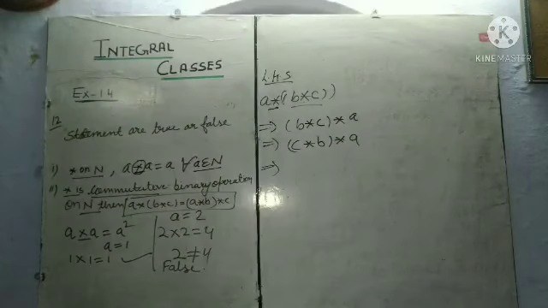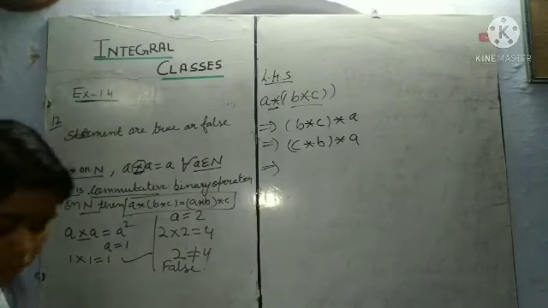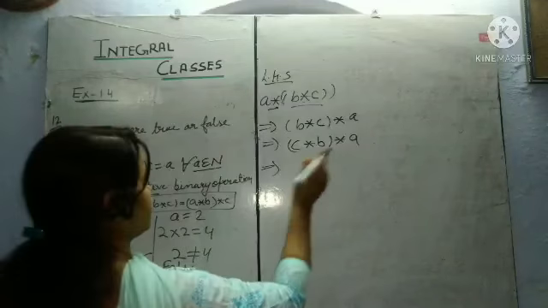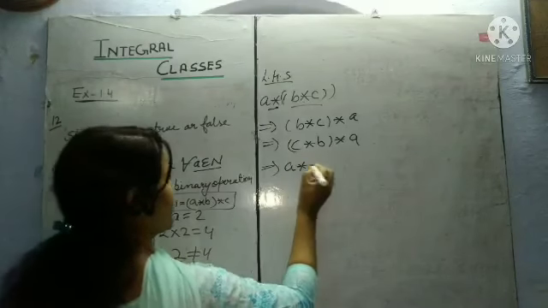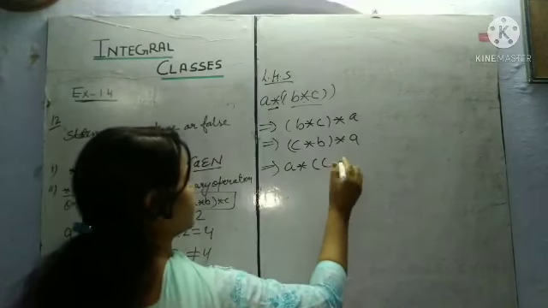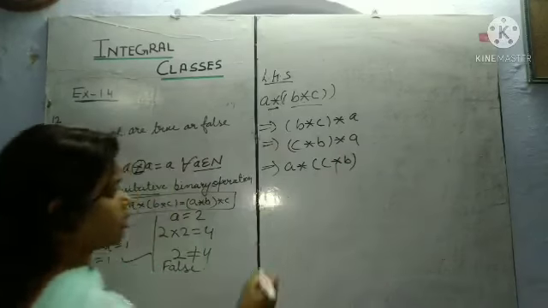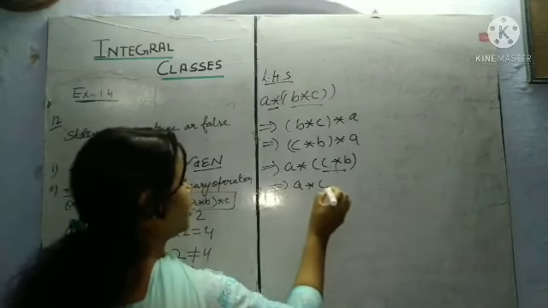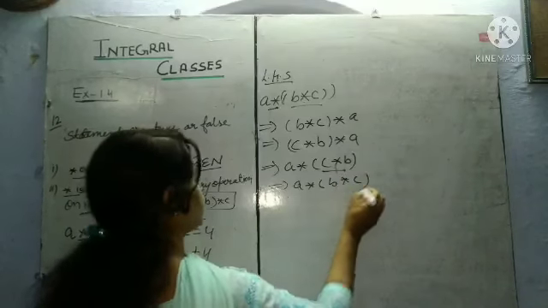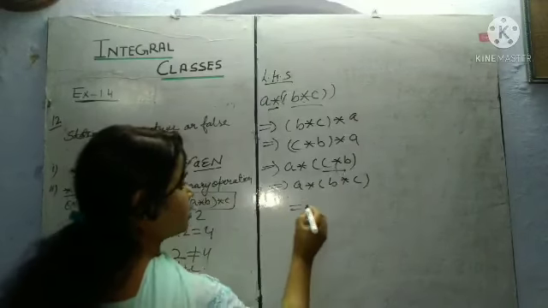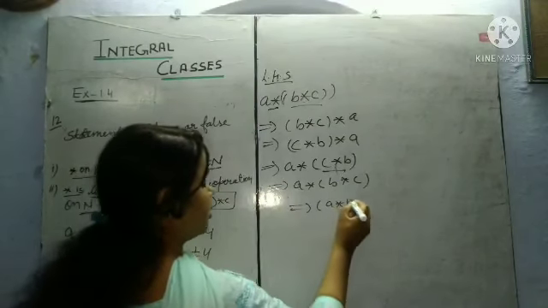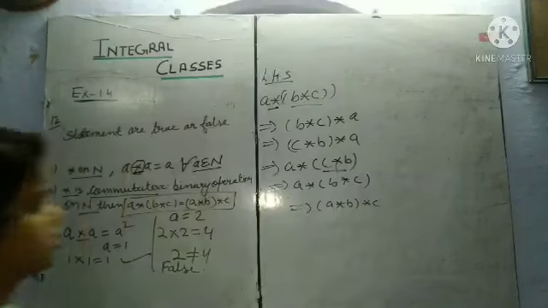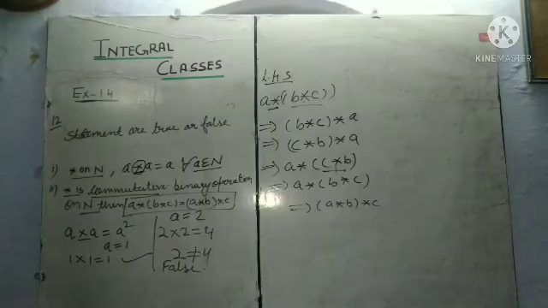Now student, we write again, since it is commutative, A star C star B. Now again we apply the commutative property to get A star B star C. Now we have got the right hand side from the left hand side.